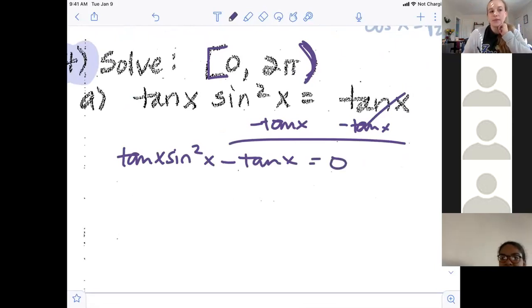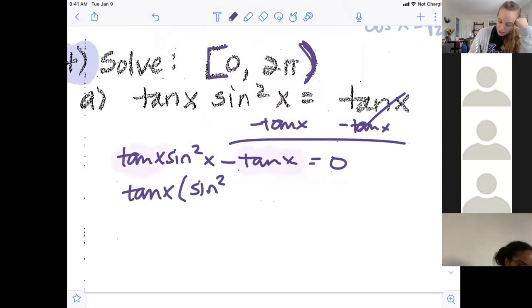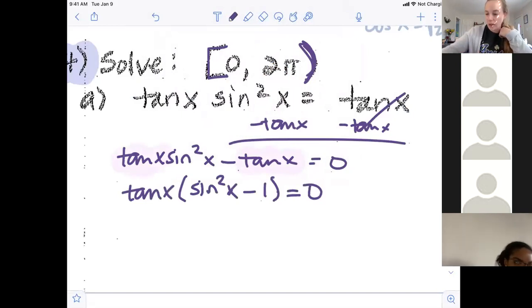The fun part about this chapter is it's all algebra. We're just using trig ratios, so I'm using sine and tangent in place of x's and y's or 2's and 3's. But it's very similar to what we've done in the past. I'm going to start by factoring out a tangent. I've got a tangent here and a tangent there. So we take tan out and I get sine squared x minus 1 left on the inside. Tan divided by tan is just 1. That's a common thing we're going to keep going back to.